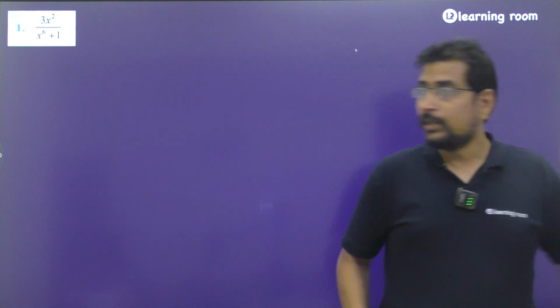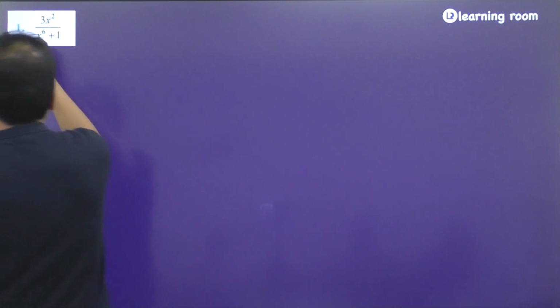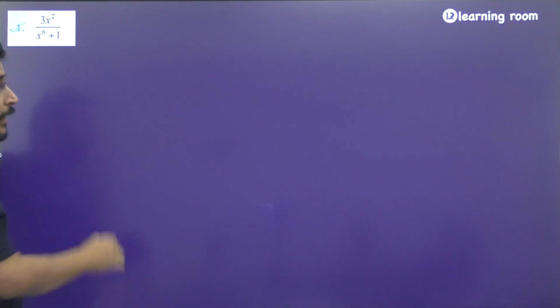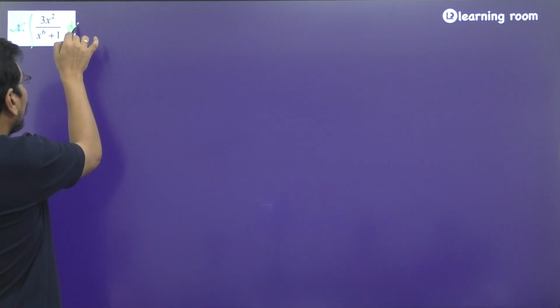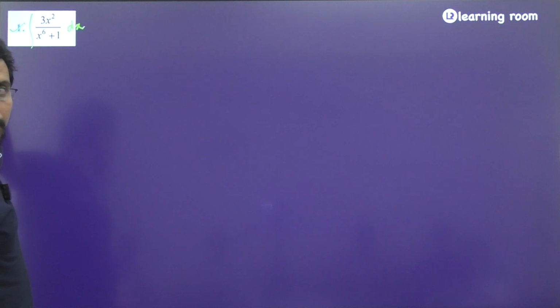So let's start with exercise 7.4, in which you look at the first problem. We need to find the integral of 3x squared divided by x power 6 plus 1 times dx. Right? So how to solve this?